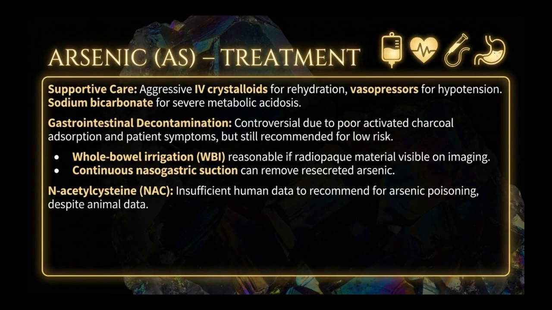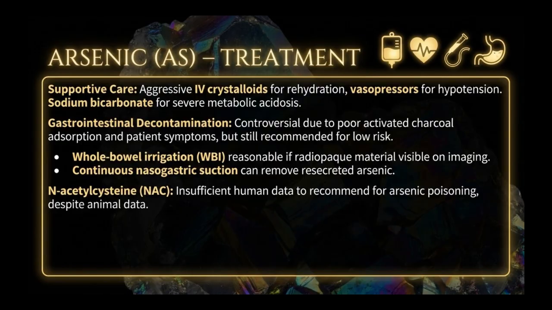Management of arsenic poisoning involves supportive care, decontamination, and chelation therapy. Supportive care includes aggressive intravenous administration of crystalloids to rehydrate the patient and the use of vasopressor drugs to maintain blood pressure. In cases where the patient experiences gastrointestinal fluid loss and hypotension, these measures are especially critical. Additionally, sodium bicarbonate may be necessary to treat severe metabolic acidosis.